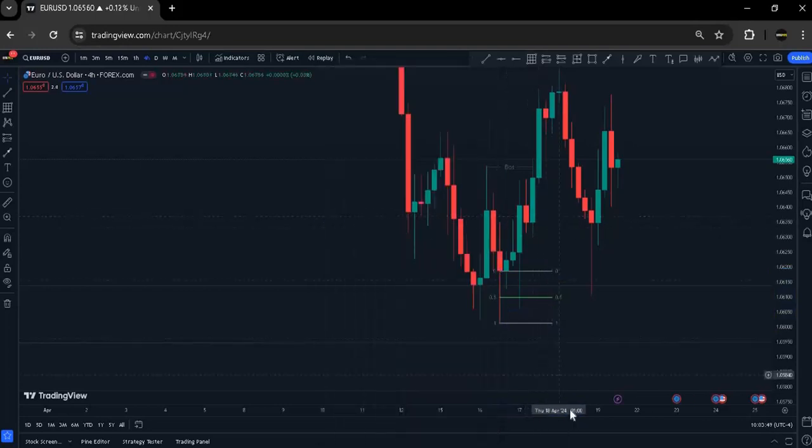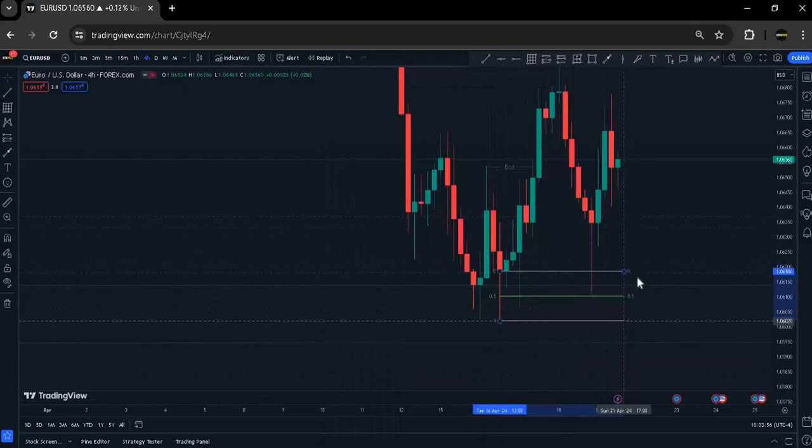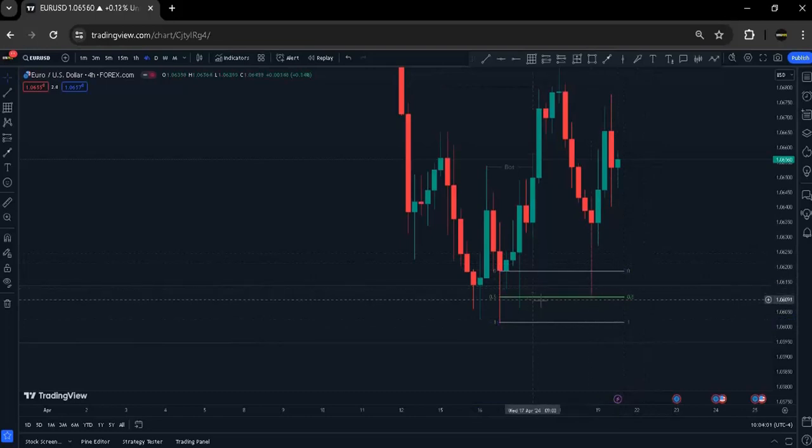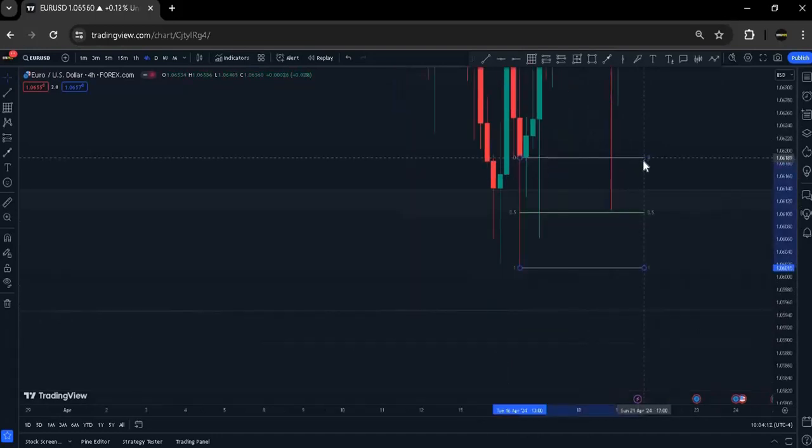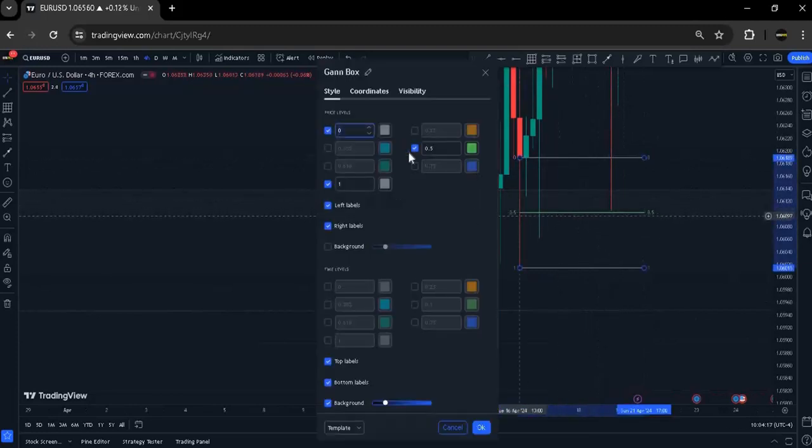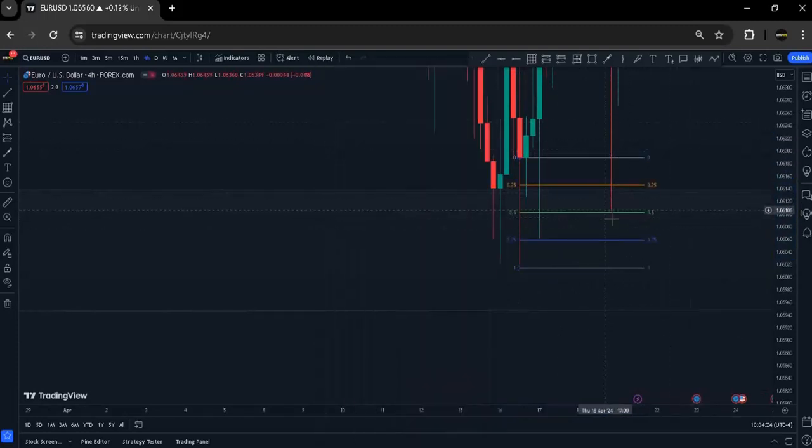So let's see if we reach the 50 level. I don't think we reached it. We reached somewhere near it, very close actually, but it didn't really touch it. So the 25 is still okay. We can accept the 25, right? Given we have already smashed to the 25, we're ready to go higher.